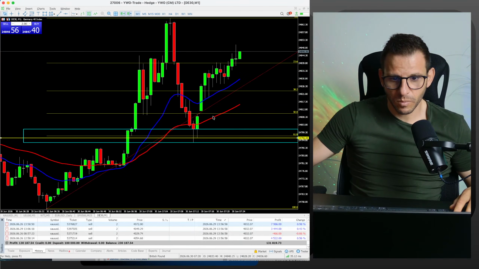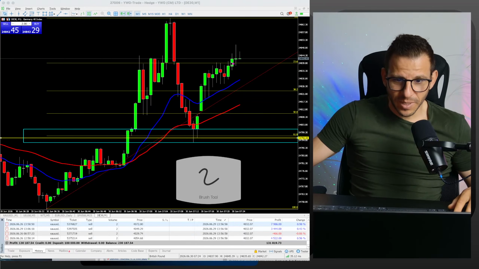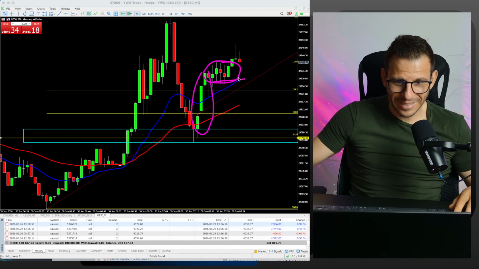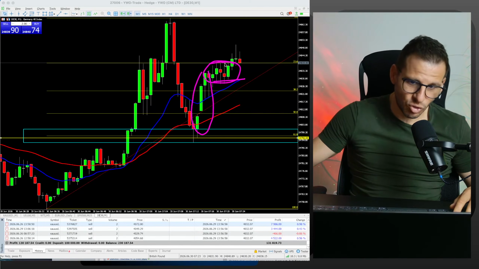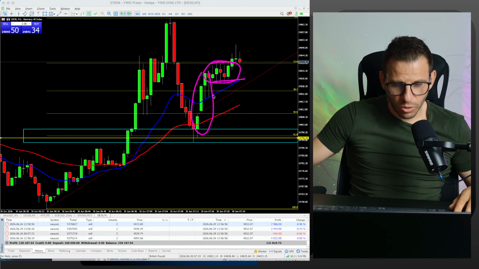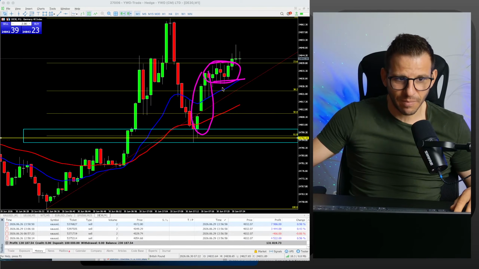DAX struggles a little bit here, guys. Okay, all this move to the upside didn't have a strong follow through, so make sure you don't get surprised if the price does something different.